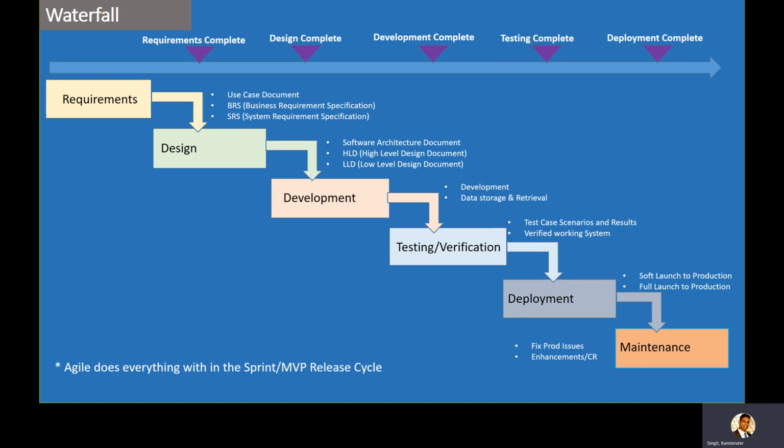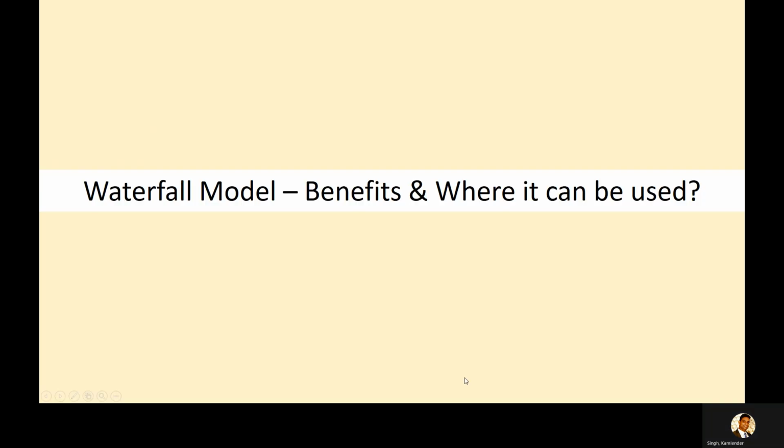Now let's try to understand further. What are the waterfall model benefits and where can it be used? Because till now, whenever we promote agile, we only talk about the benefits of agile. It's not that the waterfall model was bad, but there were improvements which would yield a good end result, or in fact a better end result, to the customer. So let's try to observe what they were.